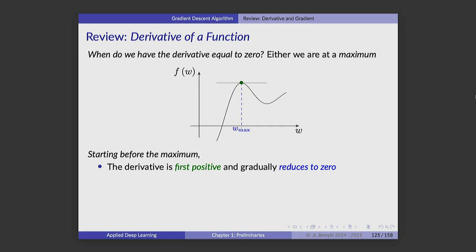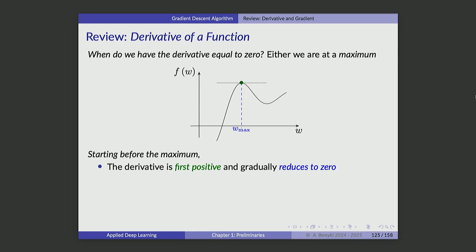It's positive, right? Because the function is increasing. So it's positive, but the value is getting smaller and smaller, till you get to the top. At the top, it's going to be 0. What's going to happen after that? It's going to flip the sign. It's going to get more and more negative. Now, here at this point is W max, okay?